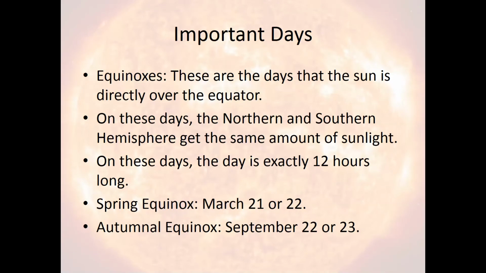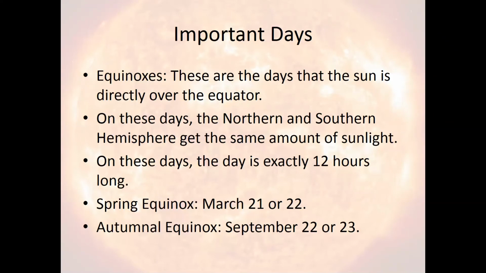There are two other important days that I want you guys to know about as well. There are 2 times of the year where the sun is directly over the equator. These 2 days are called equinoxes. On these 2 days, both hemispheres are getting equal amounts of sunlight. And on both of these days, the day is approximately 12 hours long.